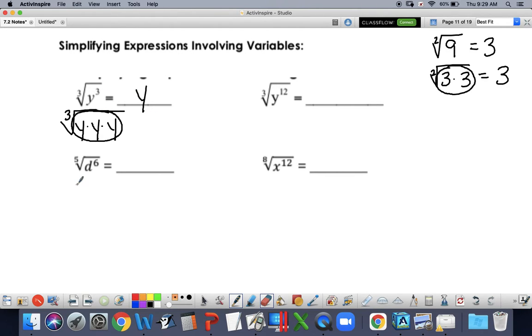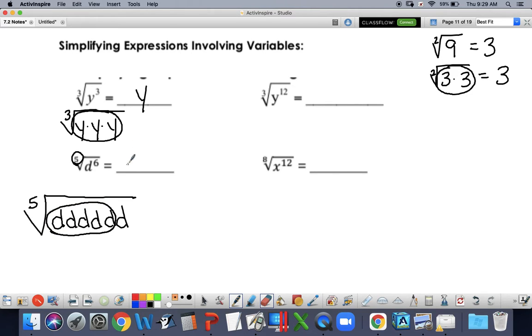Let's look at a similar example down here. Now I have the 5th root of d to the 6th. So I'm going to write it out again. Like I said, this is our first strategy. 1, 2, 3, 4, 5, 6. This tells me in order to bring 1 d out of the radical, I need 5 d's. So I circle those 5 d's, and that tells me I can bring 1 d out of the radical.